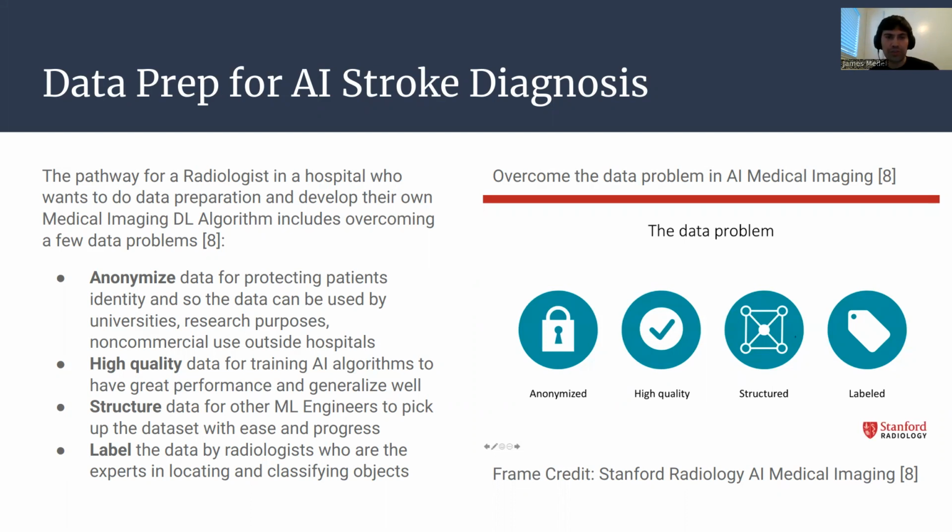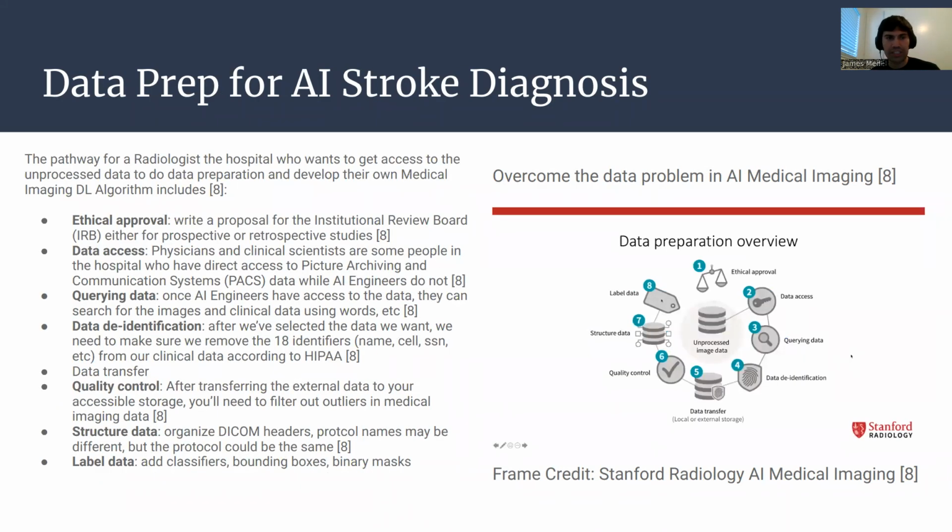Anonymizing the data is for protecting the patient's identity, so that universities, commercial entities, other entities outside the hospital can access the data and do research and create products around the data. High quality data for training the AI algorithms to have great performance in general as well is very important. And one of the examples with that could be, as we can see in this other slide, querying the data.